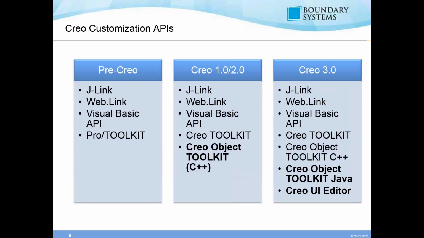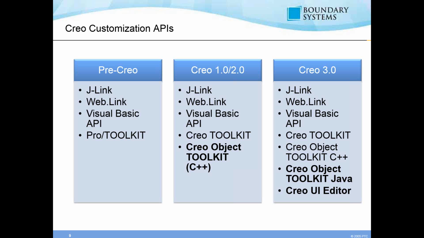Prior to the Creo 1.0 release, there were 4 basic APIs that were available in Creo. There was JLink, WebLink, Visual Basic API, and Pro Toolkit. And we'll talk about each of those in a little more detail in a second, just to give you some background on what development tools have been available in the past and what has been added in the newer APIs.